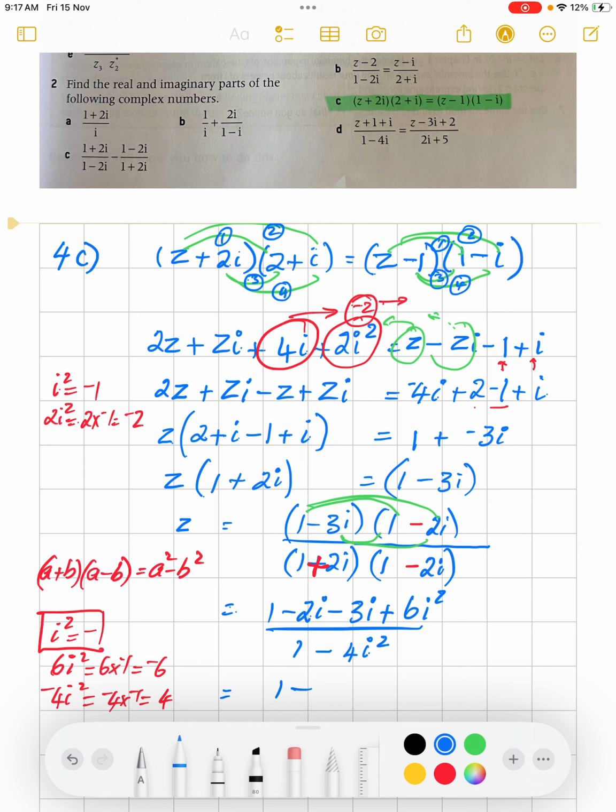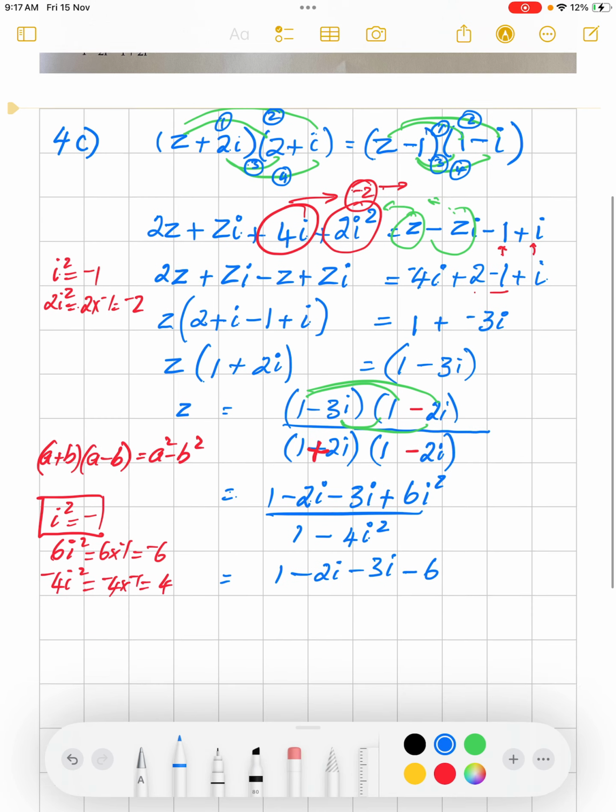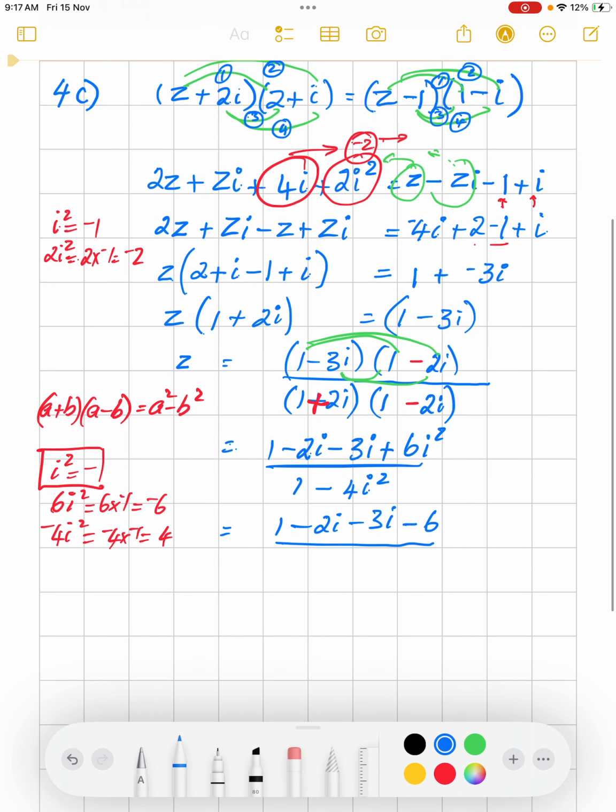So we have 1, take 2i, take 3i, minus 6, over 1 plus 4. Okay, let's group here. We got 1 minus 6 is -5. -2i minus 3i is -5i. 1 plus 4 is 5. So we've got denominator is 5. So -5 over 5 is the real component. And -5 over 5 is the imaginary component, which becomes -1 minus 1i.